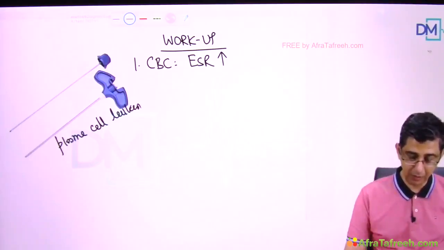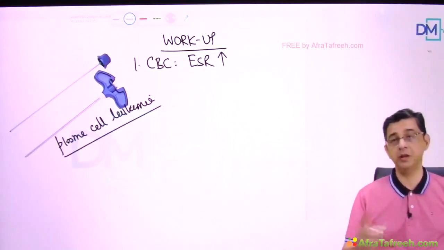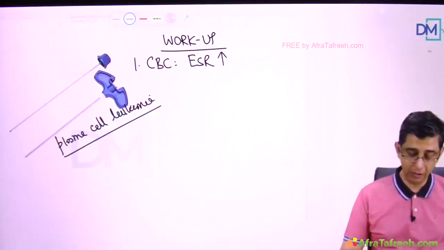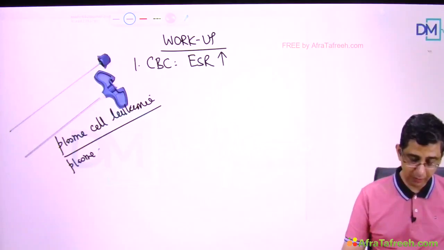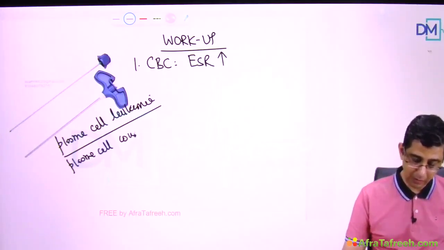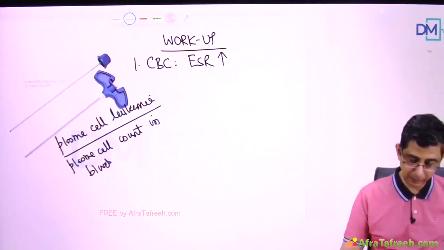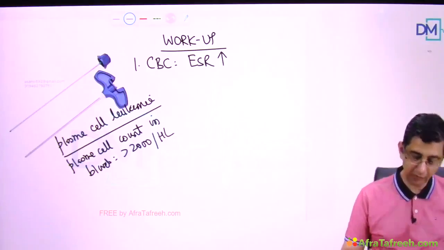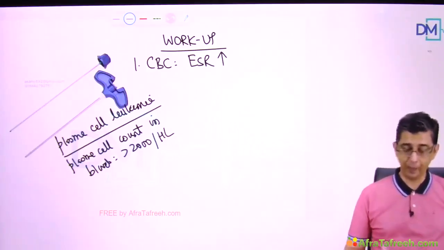Earlier, he used to give a percentage for plasma cell leukemia, but now he has given an absolute amount. He says that if in the blood of the patient, the plasma cell count is more than 2000 cells per microliter, then it is suggestive of diagnosis of plasma cell leukemia.